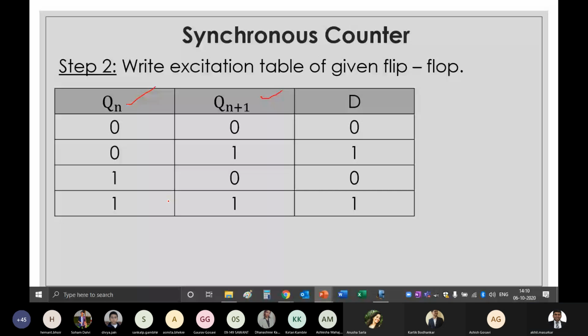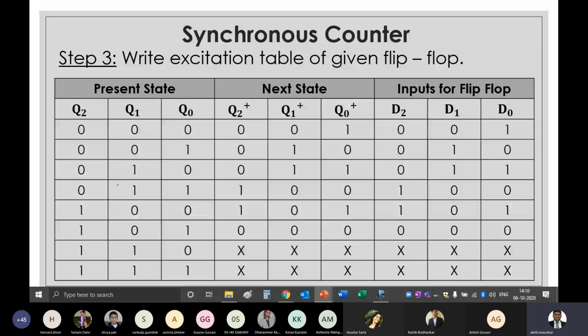Okay. So let's go to step number 3, that is writing the excitation table. Let's look at the excitation table in slightly more detail. The present states are 0, 1, 2, 3, 4 and 5, and the last two entries are 6 and 7. But we are interested in counting only till 5, that is from 0 to 5. We are interested in counting only the first 6 states.